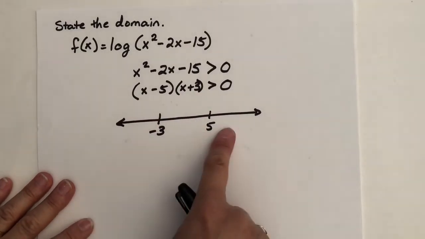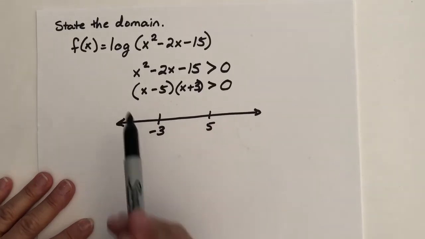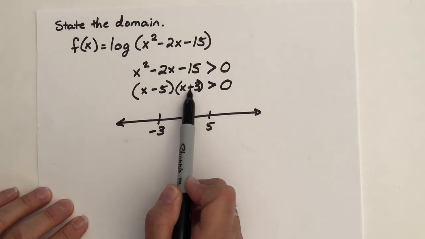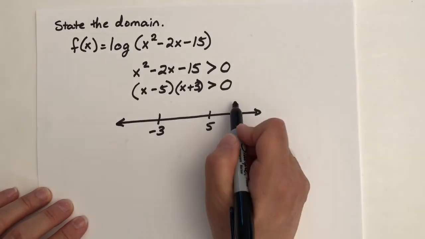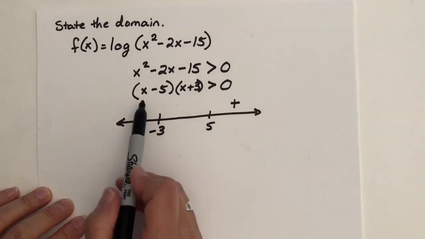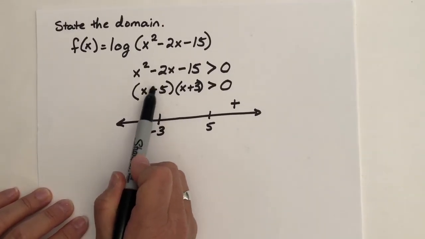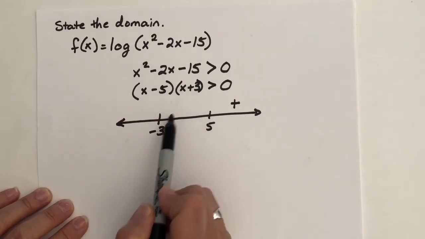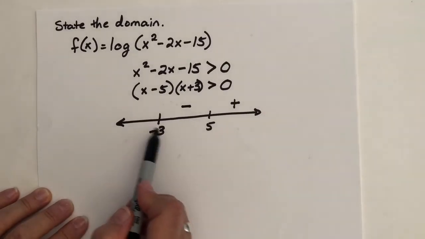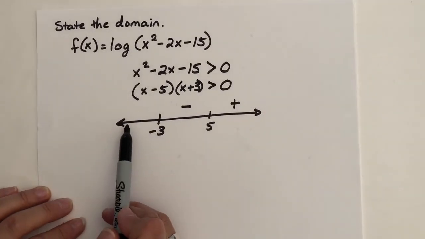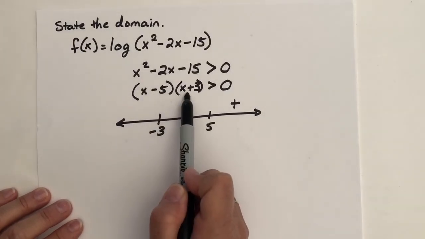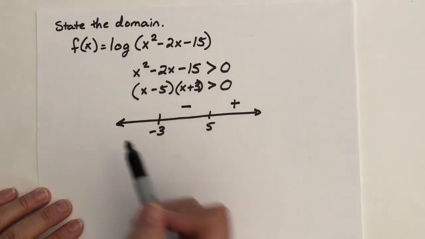So we pick a number to the right of 5, like 6. 6 makes this factor positive. 6 makes this expression positive. A positive times a positive is a positive. Pick a number between negative 3 and 5, like 0. 0 makes this negative. 0 makes this positive. Negative times a positive is a negative. Similarly, we test a number to the left of negative 3, like negative 10. Negative 10 would make this expression negative. Negative 10 would make this expression negative. Negative times negative is a positive.